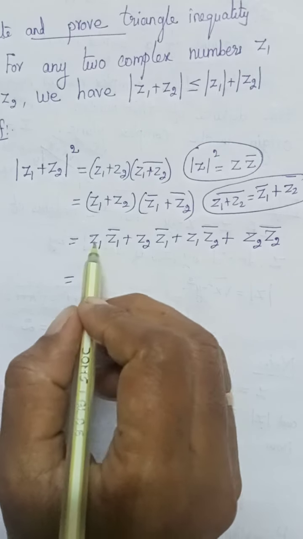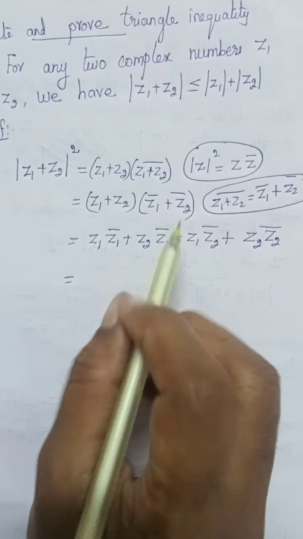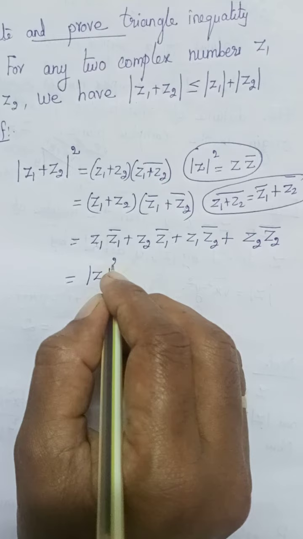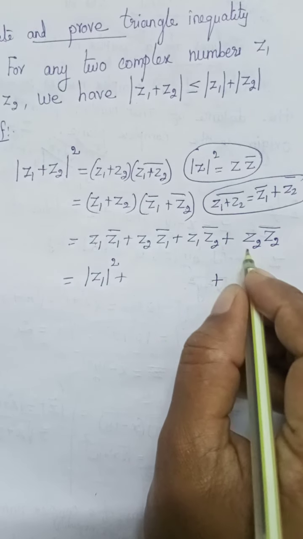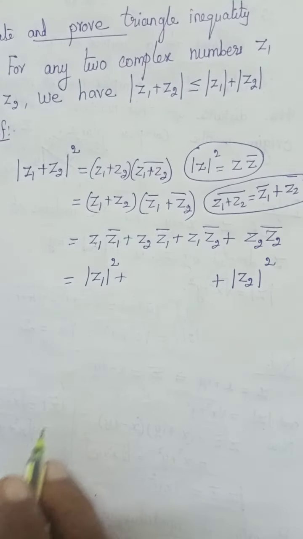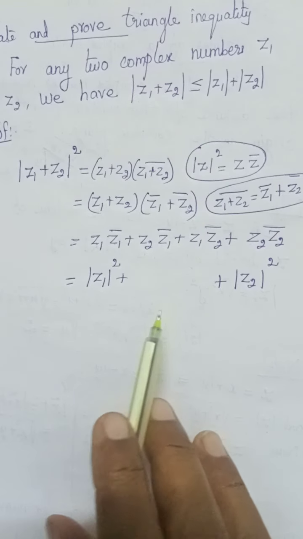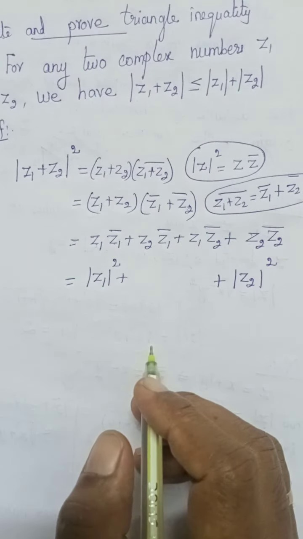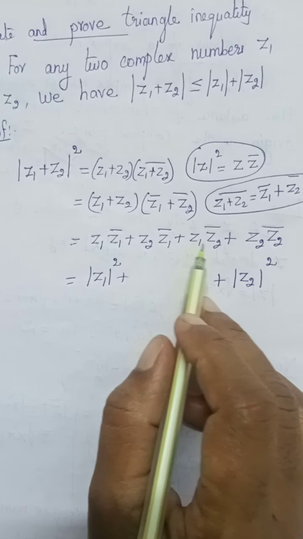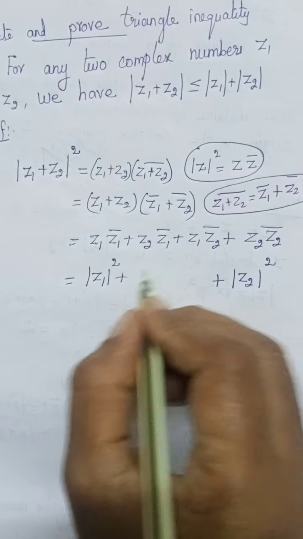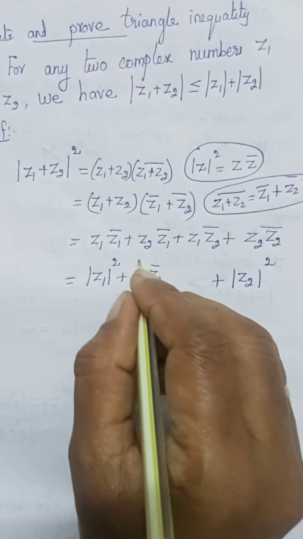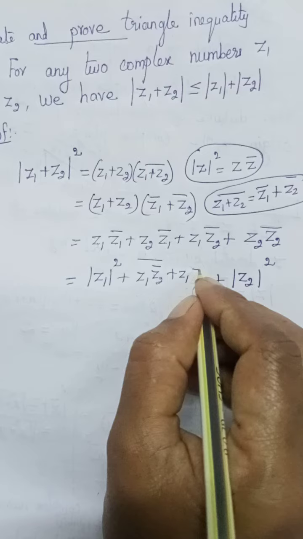See, Z into Z bar means modulus Z the whole square. So this I can write as modulus Z1 the whole square, and this last term we can write as modulus Z2 the whole square. So this is a square plus b square. In between we need a term 2ab. But here you see Z2 Z1 bar and this is Z1 Z2 bar. I am writing Z1 Z2 bar the whole bar, and this one I am writing as it is.